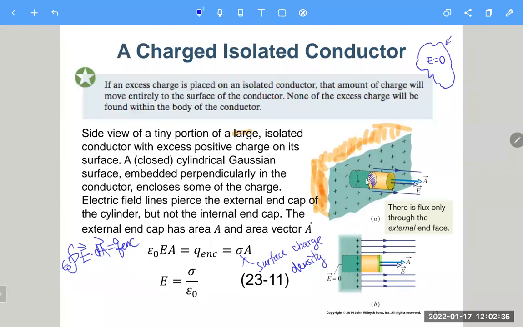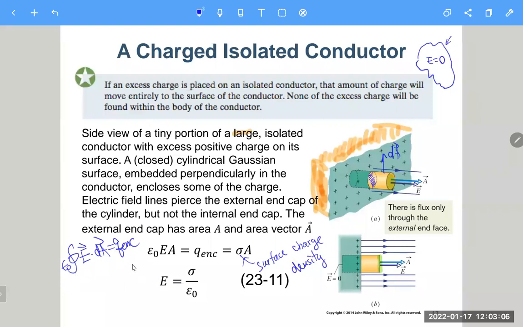On the left side for this cylinder, we have the top face, the bottom face, and also the side. For the side, you can simply imagine dA is perpendicular to the side, which is also perpendicular to the E field. So E dot dA will be 0 for the side. And for the bottom, as I mentioned, inside the conductor the E field should be 0. So for the bottom face, E dot dA should also be 0.